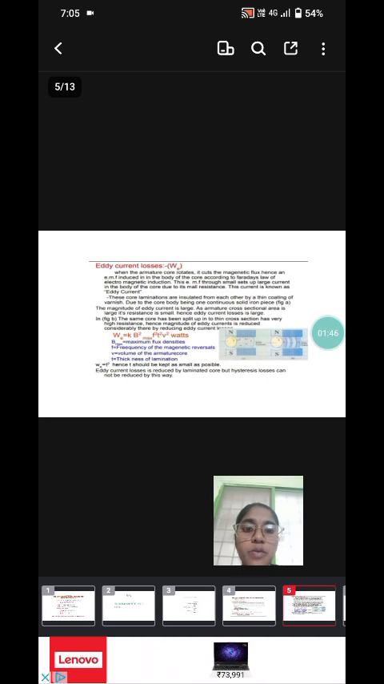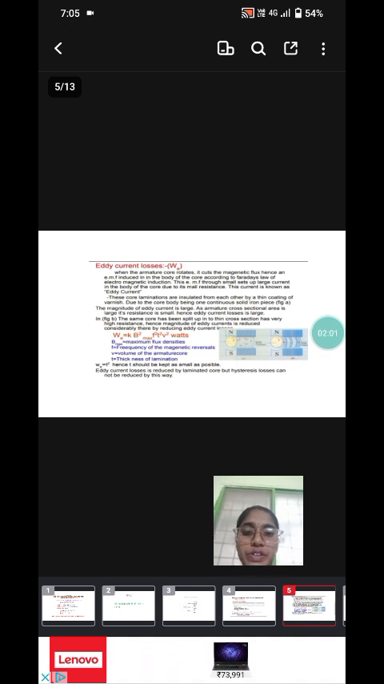Eddy current losses. When the armature core rotates, it cuts the magnetic flux. Hence, an EMF is induced in the body of the core according to Faraday's laws of electromagnetic induction. The EMF sets up a large current in the body of the core due to the resistance. The current is known as eddy current.